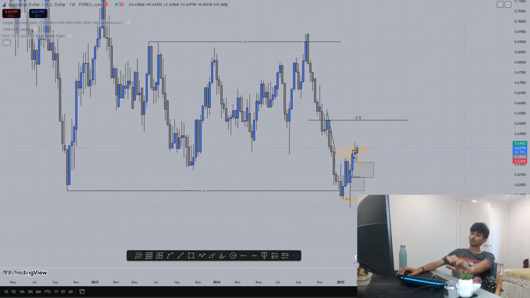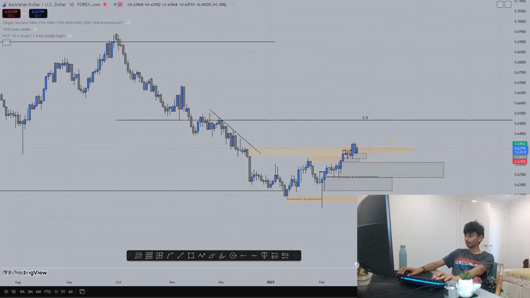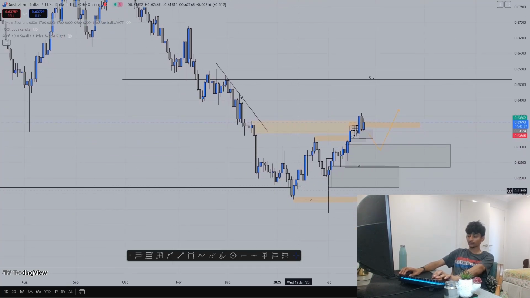So first things first, I'm going to start on the weekly time frame. You can see that there was a sweep of liquidity. And if we go down into the daily time frame, you can see that sweep of liquidity more clearly here. Also, I want you guys to ignore this wick. This wick happened during the whole Trump thing, when a bunch of heavy news was coming out. So ignore all of this basically.